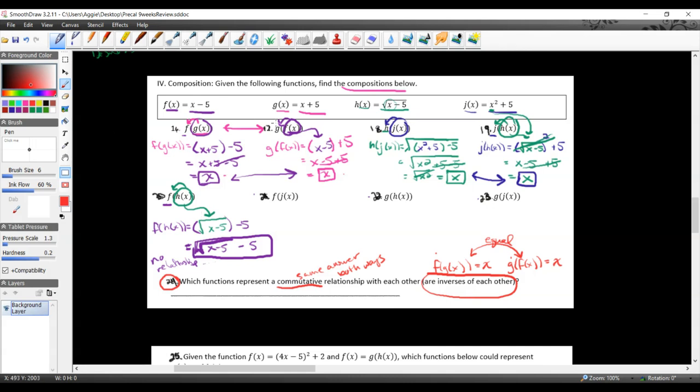So in this problem, the ones that would be commutative would be f of x and g of x. So f of x and g of x are commutative. Okay. So these two and these two. So h of x, that's an h, okay? And j of x are commutative. And another way to check them is just to see if they're inverses. Remember that if these equal x, they're inverses of each other. So since they are inverses of each other, this is the reason why they're commutative. Okay?